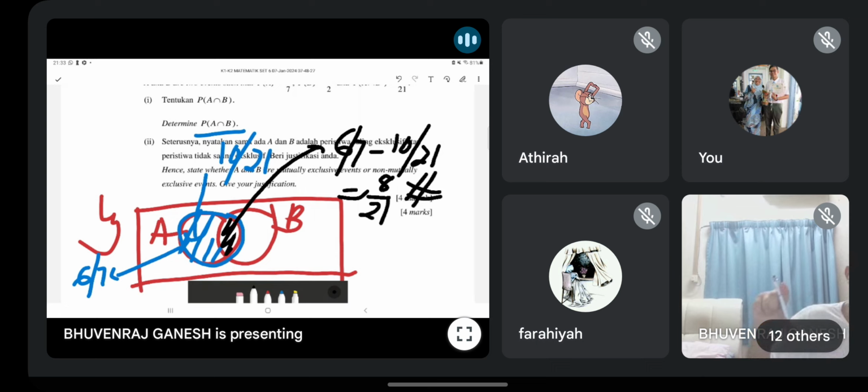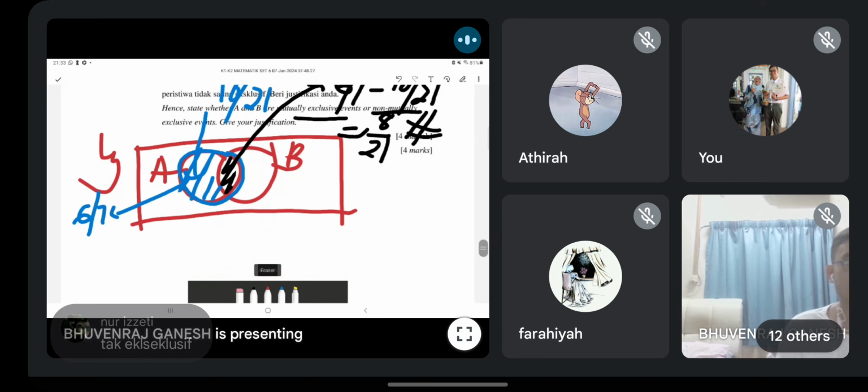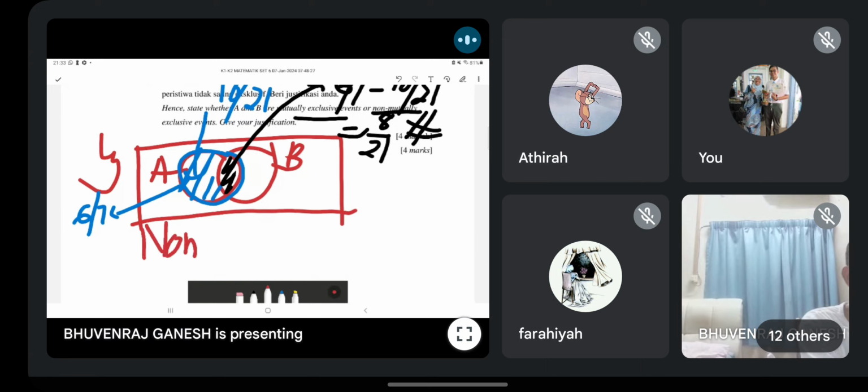Concept set sebenarnya. You must apply your concept of set into probability. Okay, so Izzati, adakah ni saling eksklusif atau tak saling eksklusif? Which one? Berdasarkan gambar rajah Venn ni. Is this mutually or non-mutually? Yes, tak eksklusif. Mengapa? Reason? Kamu boleh lihat bentuk dan bagi tahu sebenarnya. Just describe from the shape.